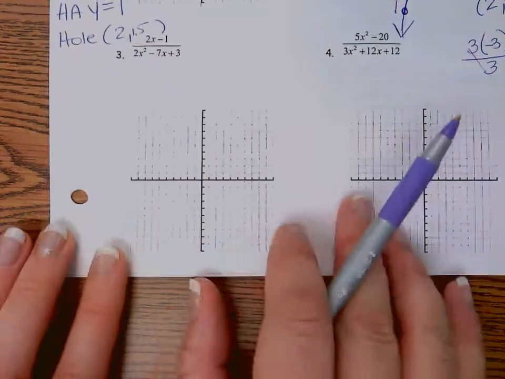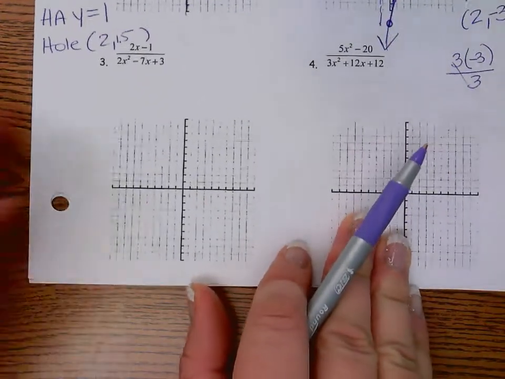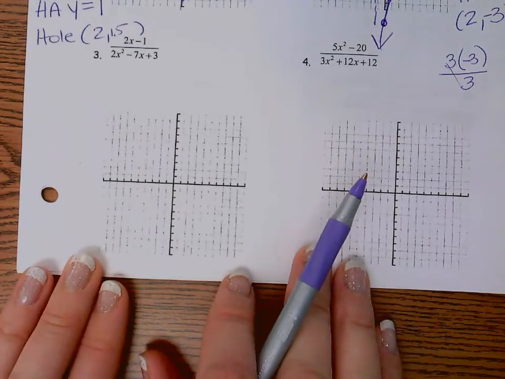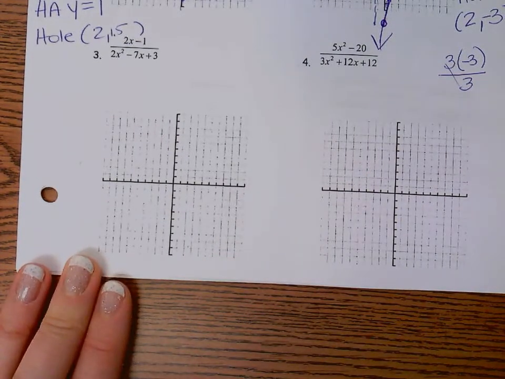Okay, so I'd like us to do 3 and 4. Do you want to do one more together, or do you want to, yes, one more together, and then maybe you can try number 4? Okay, number 3.